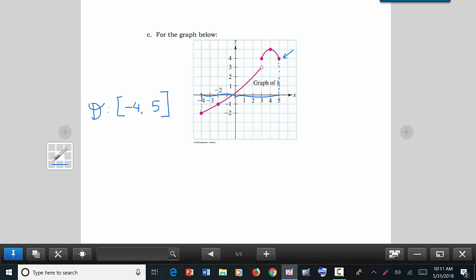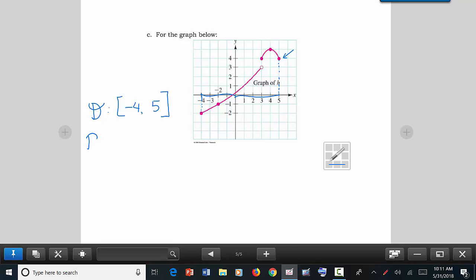Included. Here you might get confused on this point. It seems 3 is not included, but with this dot, 3 is included. That's why we do not have to worry that much.